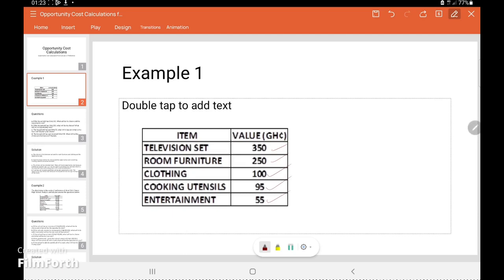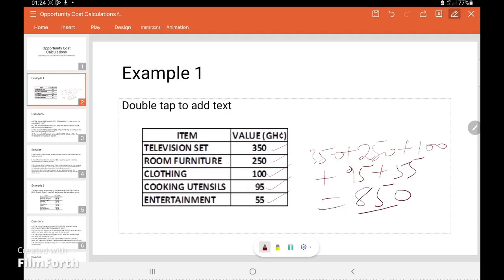when you add all these values, you get 850 Ghana cedis. And the question says the household has just received 850 Ghana cedis. What will be the choice and the opportunity cost? You see, it will be able to buy everything on the scale of preference, because if you add 350 to 250 to 100 Ghana cedis, and then plus 95 cedis plus 55 cedis, the result will be 850 Ghana cedis.